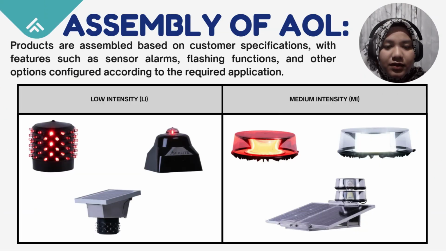So next I will continue with the assembly of AOL. The product is assembled based on customer specification with features like sensor alarm, flashing function and other options configured according to the required application. So during my training, I was exposed to different types of aviation obstruction light, mainly in the low intensity series and also medium intensity series.